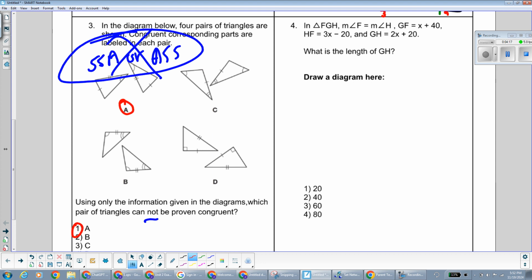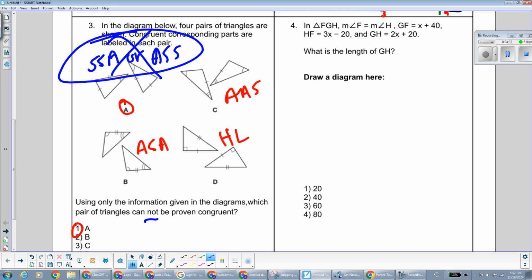We can go through the rest of them and see why the other ones are right. Angle, angle, side, that does work. ASA, that does work. Right triangles, congruent hypotenuse, a congruent pair of legs. HL, it is.